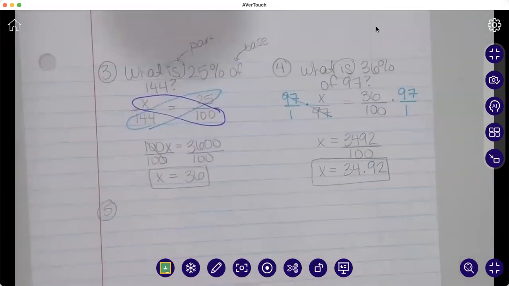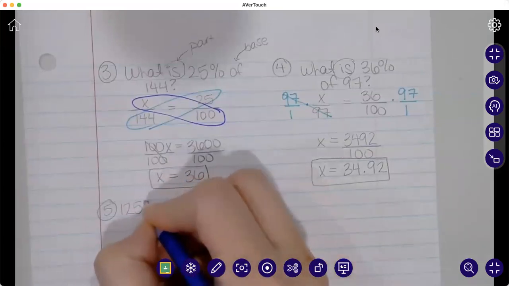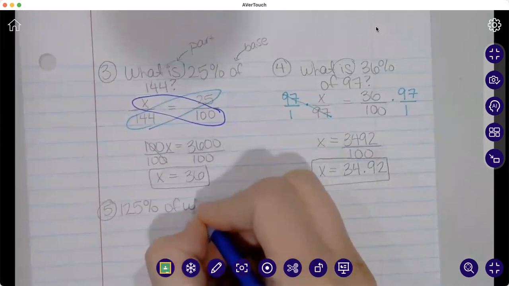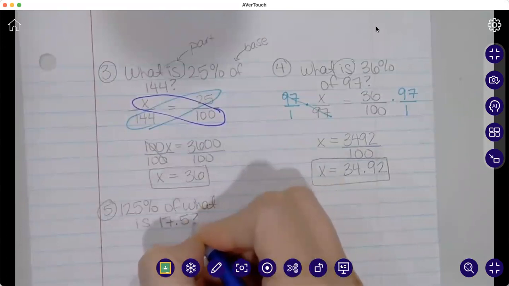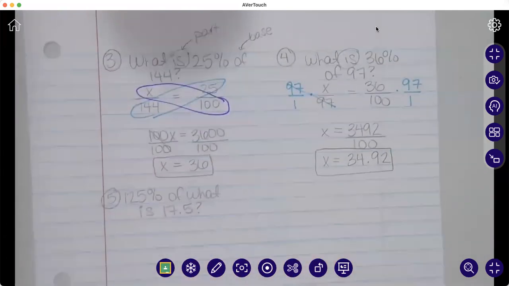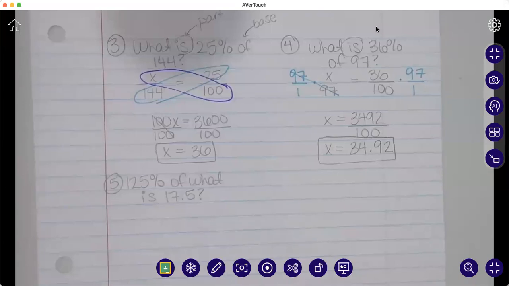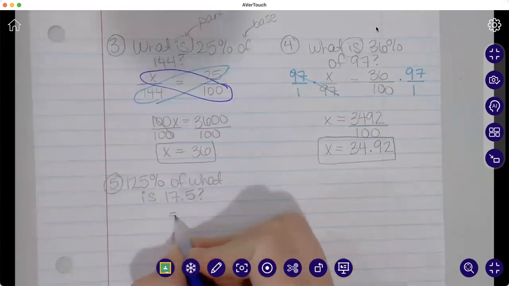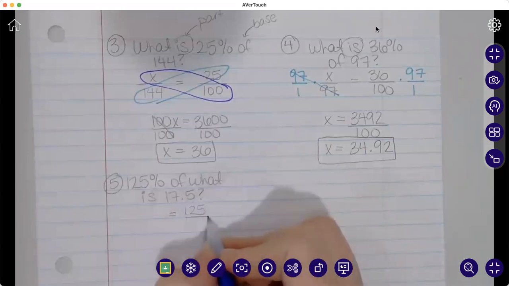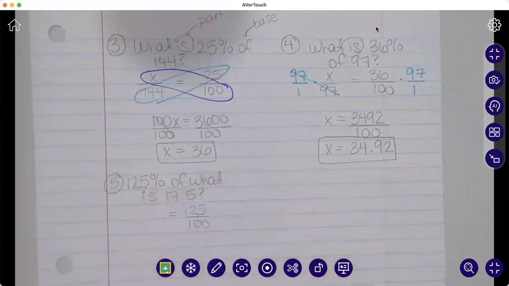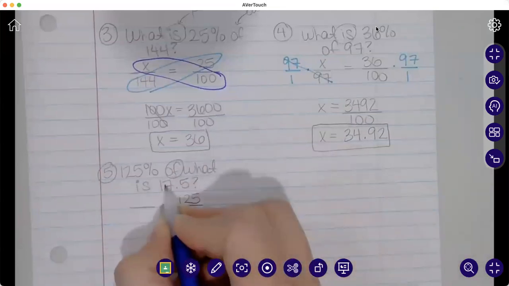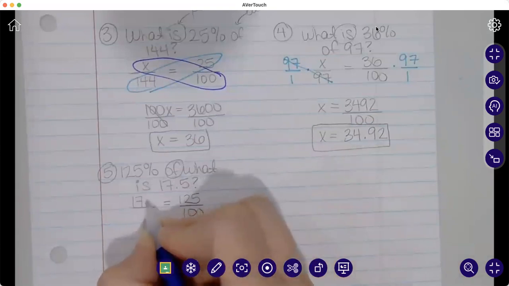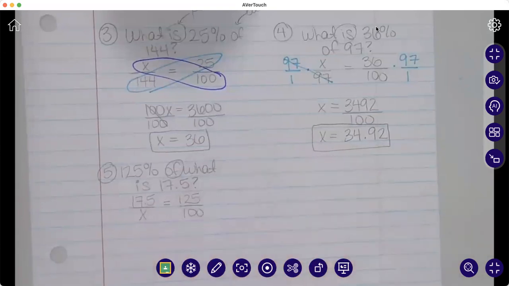Number 5. 125% of what is 17.5? So let's break down what we know. So we know 125%. Remember, it can be bigger than 100. Of what is 17.5? So is, remember, is the part. The of is the base. So this would be my percent proportion for number 5.